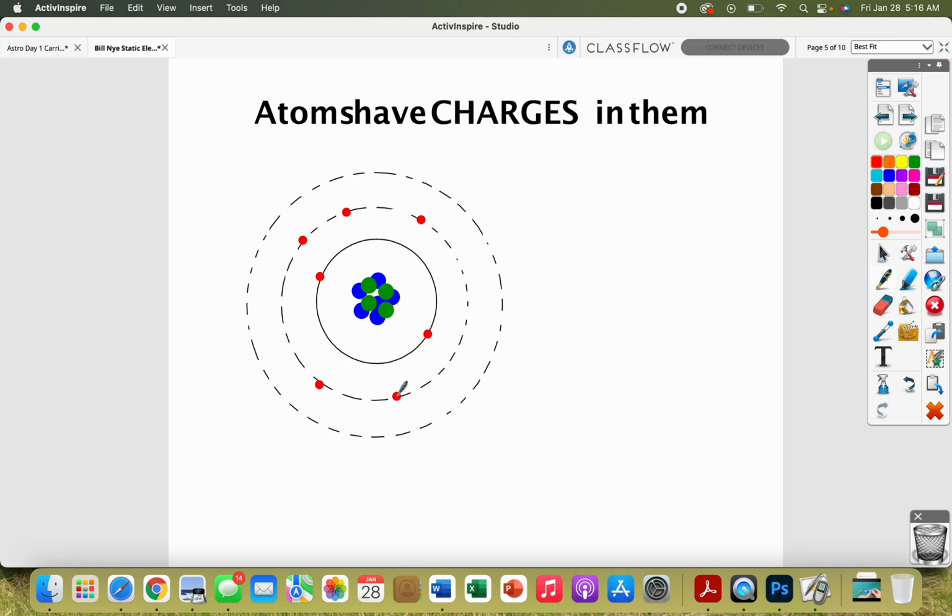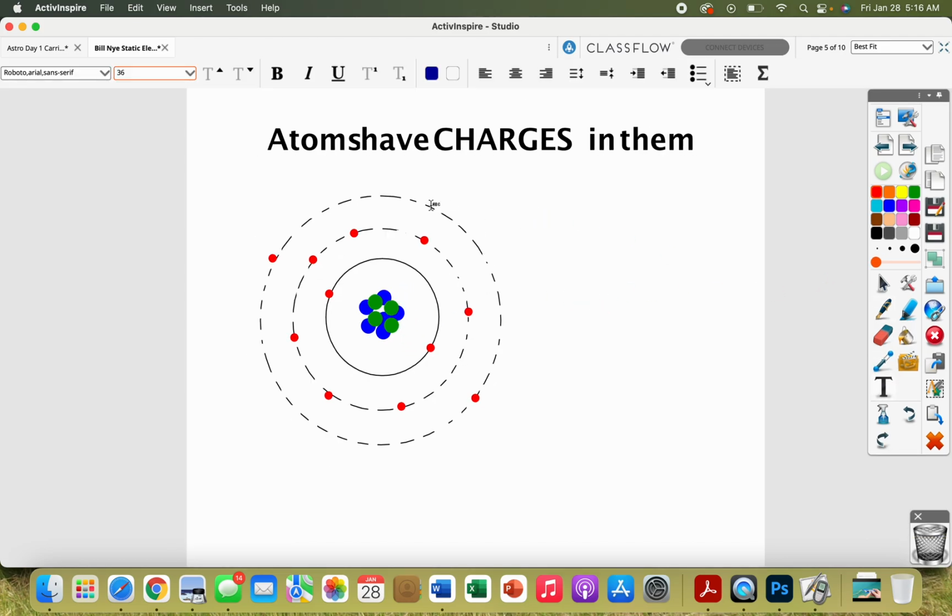We might have an atom like this, and you've probably seen stuff like this. This is a Bohr diagram, and you might remember this from chemistry class, where you have electrons orbiting around a nucleus that has protons and neutrons. Just to point out that we're talking about electrons, protons, neutrons, and the nucleus.